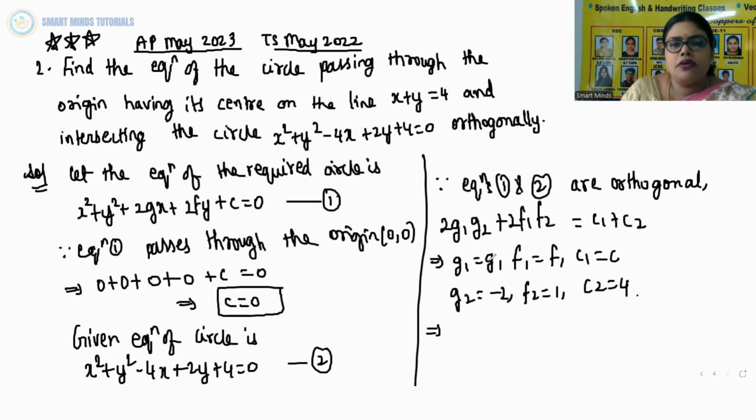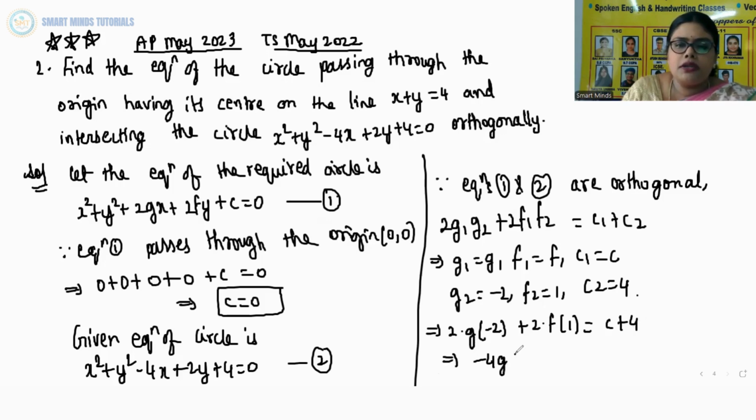Now we substitute in the given condition. So 2 into g into minus 2 plus 2 into f into 1 is equal to c plus 4. So minus 4g plus 2f is equal to c plus 4. Let's say this is equation number 3.